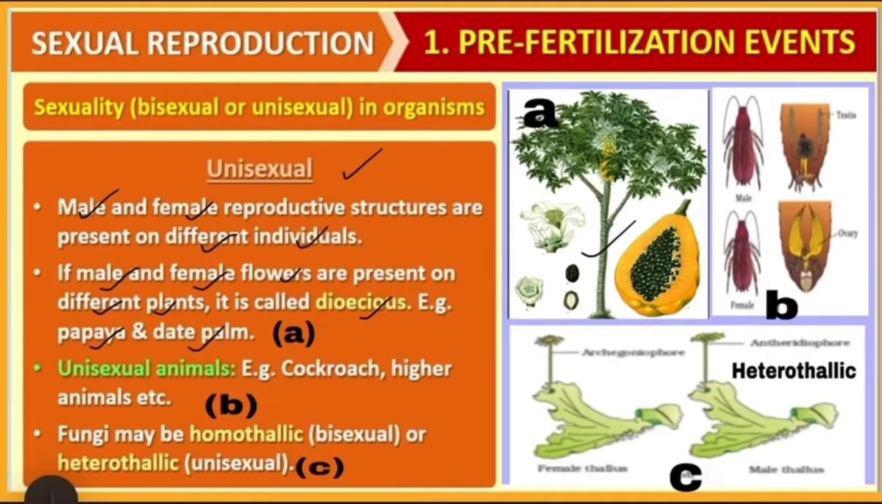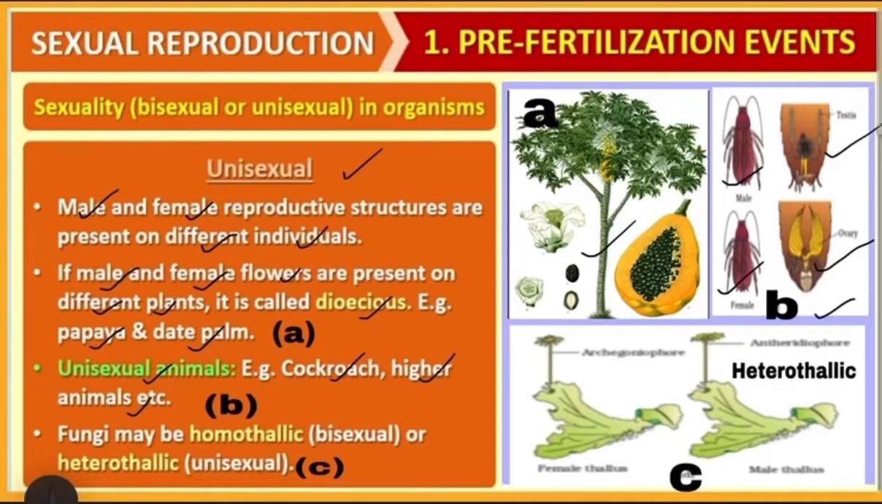Now see the example of unisexual animals. Examples are cockroach and higher animals. See here, diagram B. Cockroach, dekhiye. This is the male cockroach having only testes. This is the female cockroach having only ovaries. So it is an example of unisexual animals.